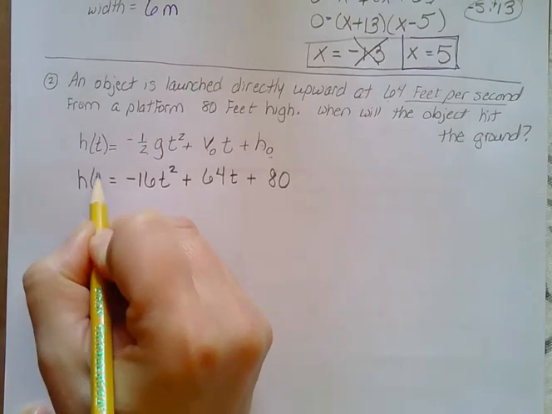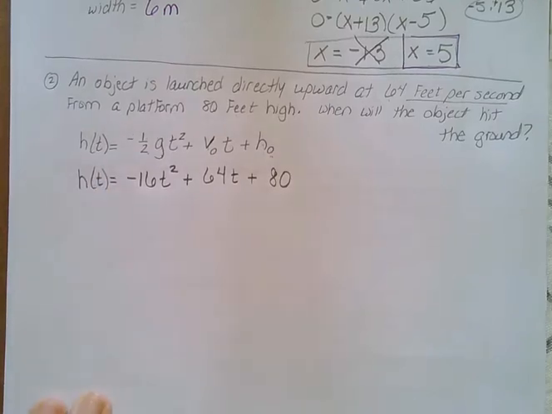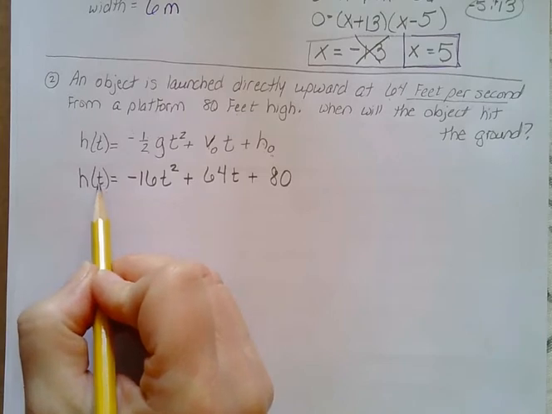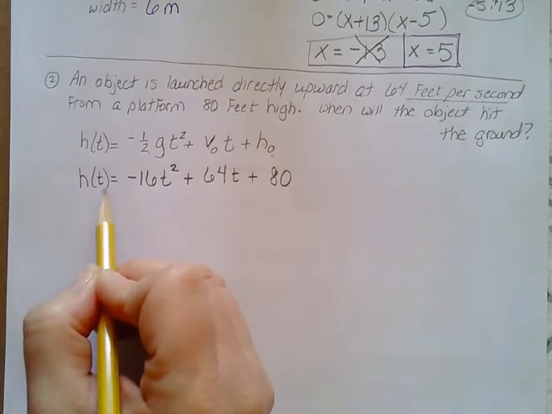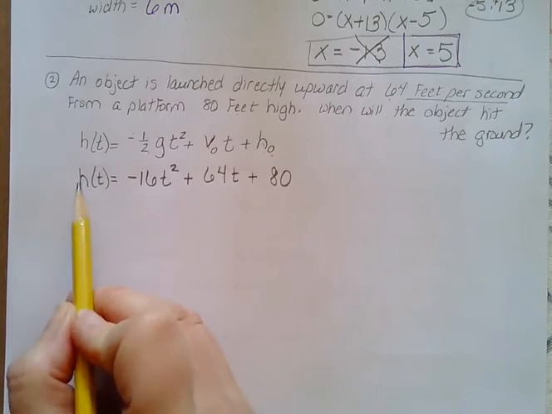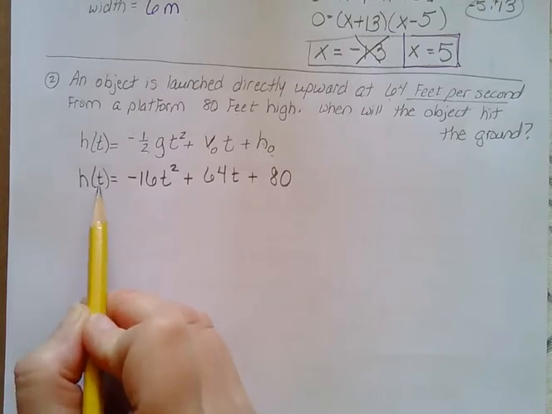So h of t. Remember, this over here is function notation. Remember function notation? We used to use f of x. But we did change some of these letters so that it made more sense to us. H is height, and t stands for time.